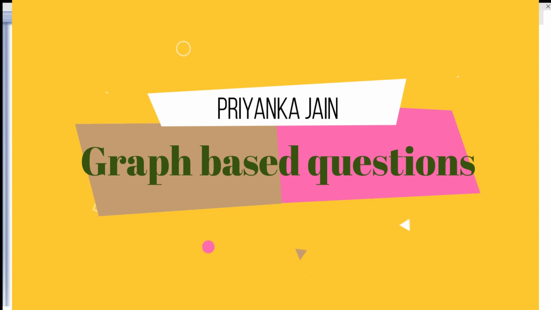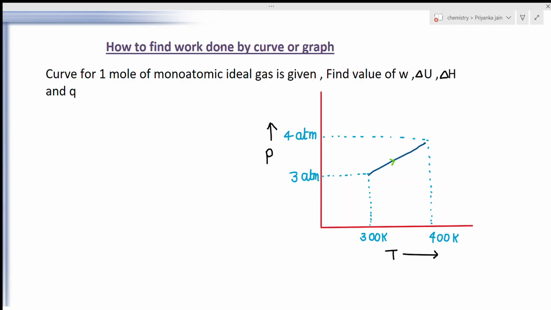See here, we are seeing the video of the adiabatic process. Now the question is how to find the work done by a curve or a graph. In question papers, generally you are given the curve or graph and you have to find out the work done. I have given you this in the case of the isothermal process. Now I am again giving you different types of questions based on the work done for the graph.